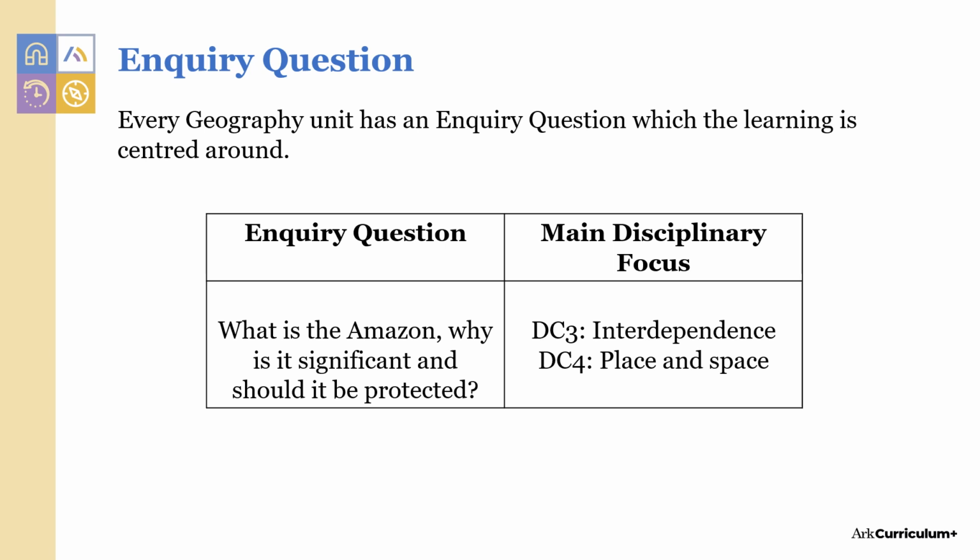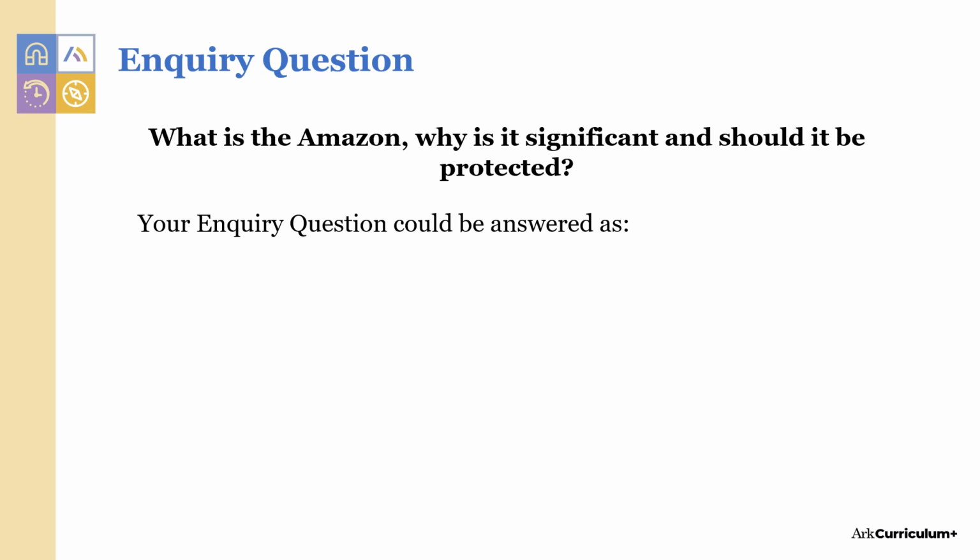The inquiry question for this unit is, what is the Amazon? Why is it significant? And should it be protected? To support teachers with implementing the inquiry question, we have created an inquiry question support document, and here you can find the information you will need and an additional activity for pupils to complete. This could support them as a planning activity, be a recap of the entire unit knowledge to refresh memories before the assessment, or be edited into the assessment itself.